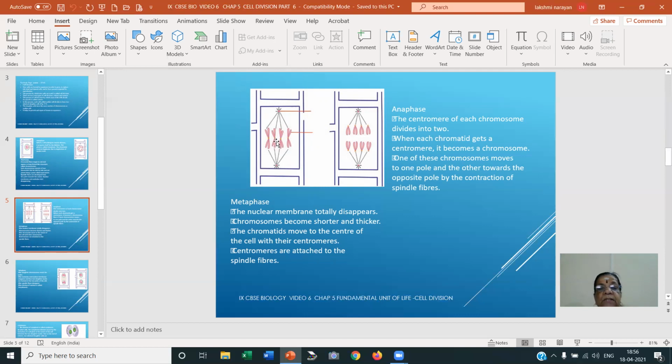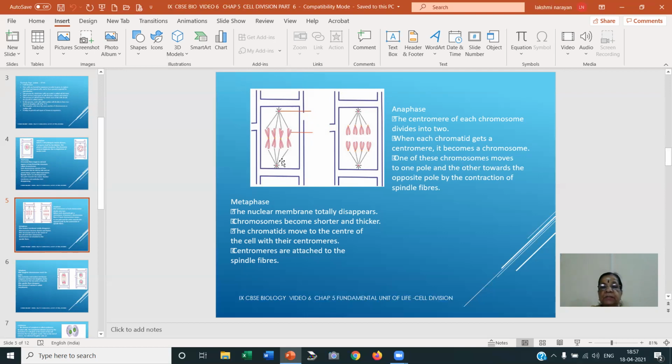Let me explain the diagram for it. In the first diagram, the chromosomes are moving to the center. The chromatids are arranged on the equatorial plane and are held by the spindle fibers. Where do the spindle fibers come from? The spindle fibers arise from the centriole during cell division. I hope you could follow this.